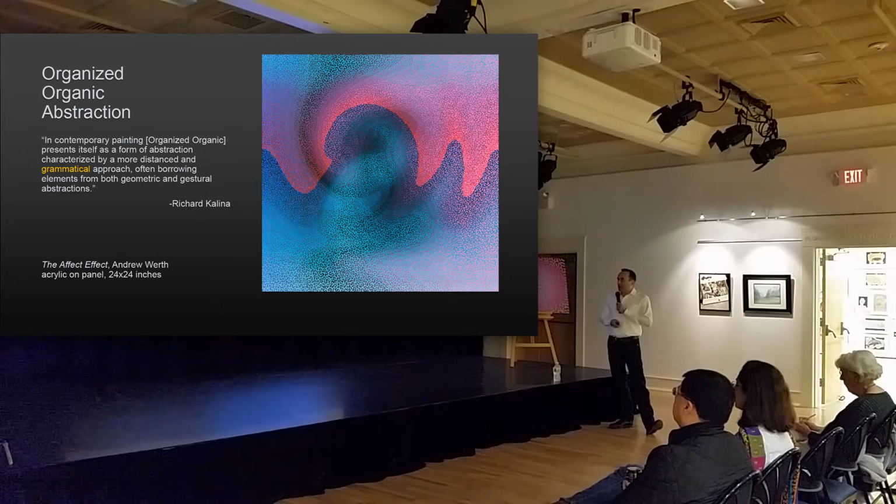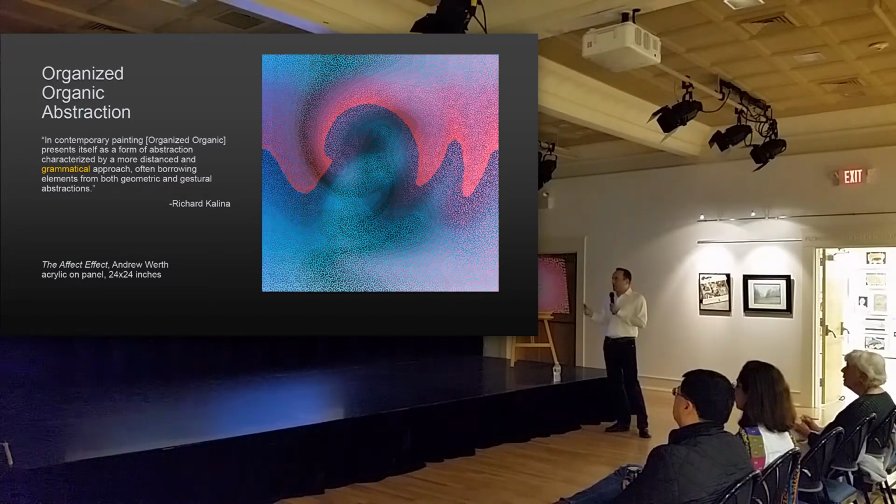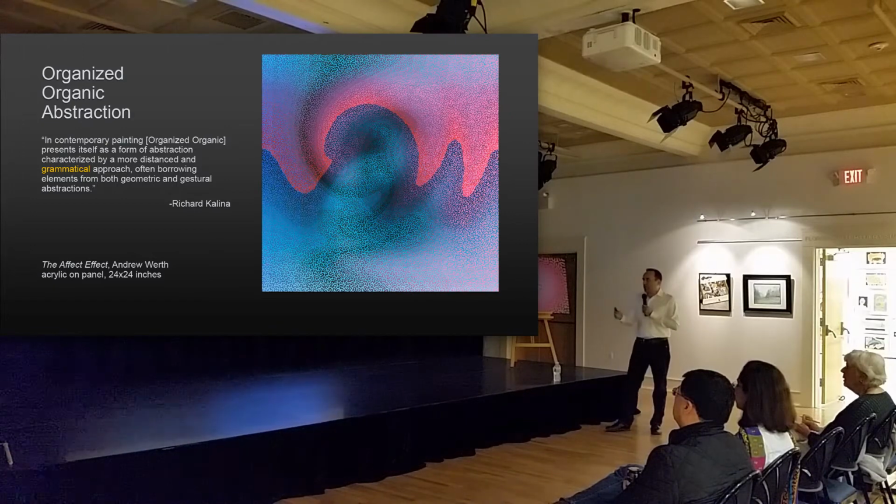Kalina writes that in contemporary painting, organized organic abstraction presents itself as a form of abstraction characterized by a more distanced and grammatical approach, often borrowing elements from both geometric and gestural abstractions.